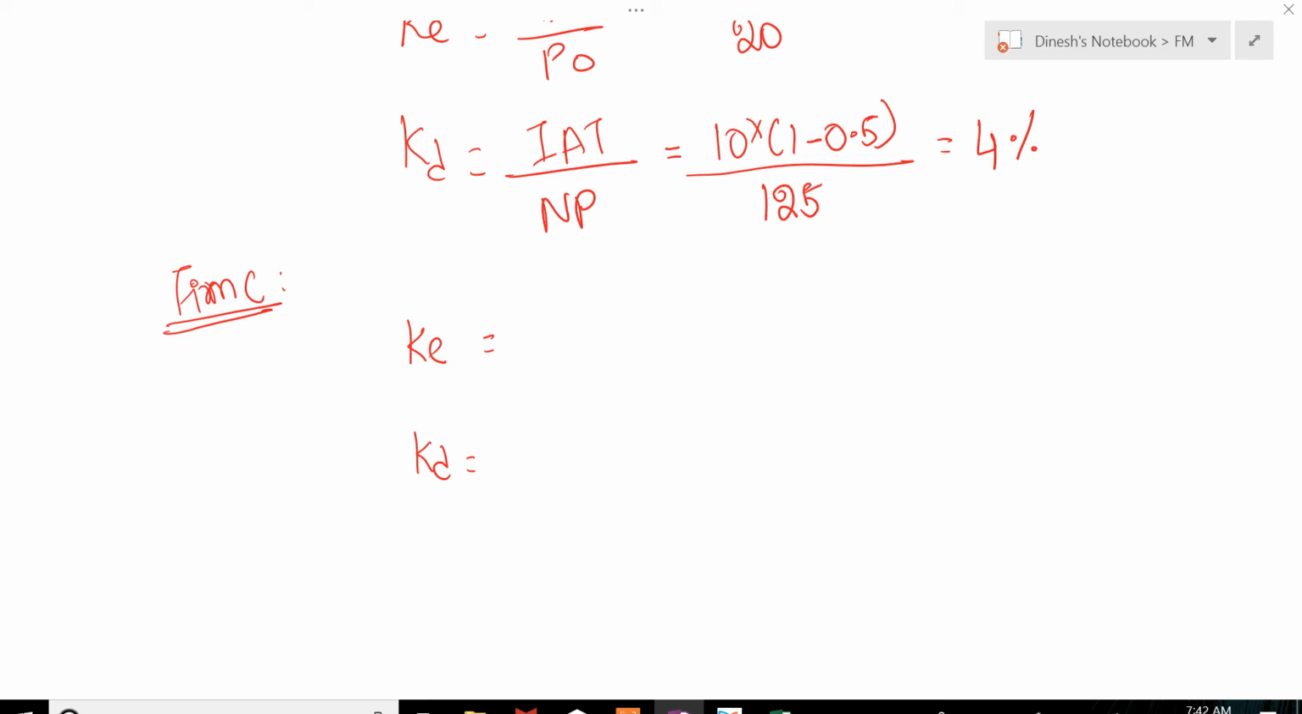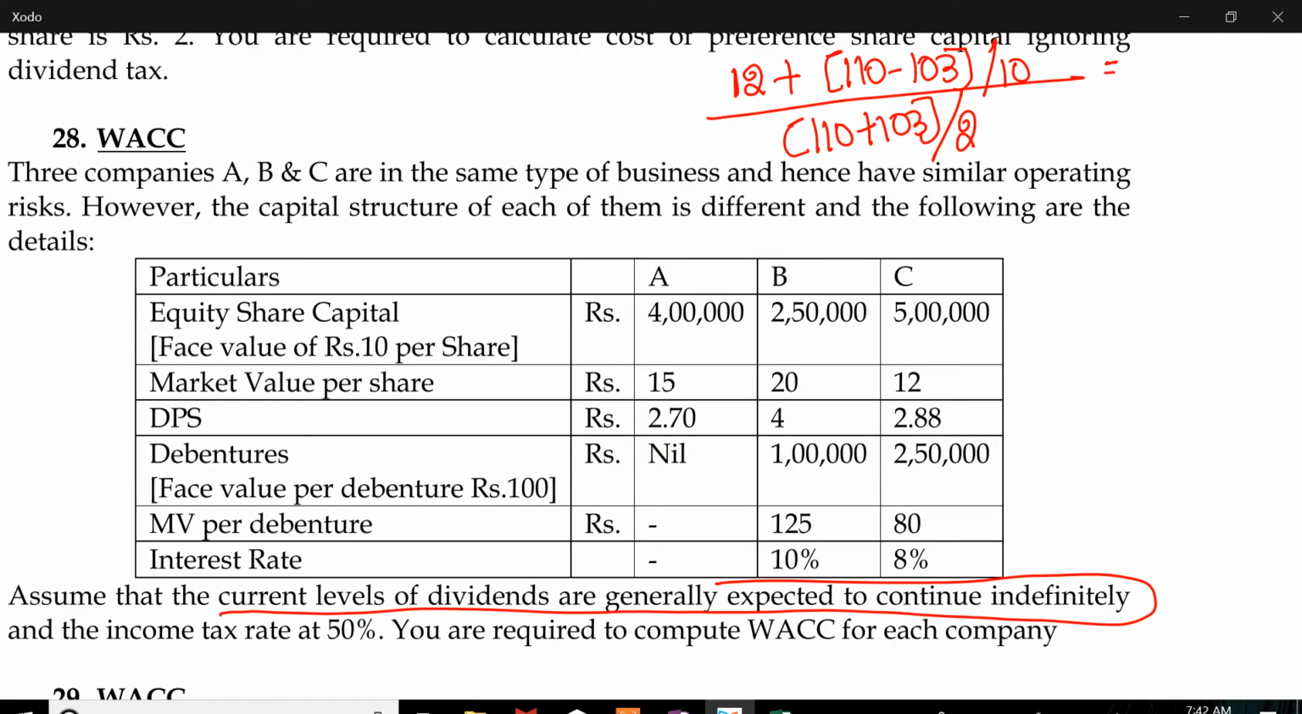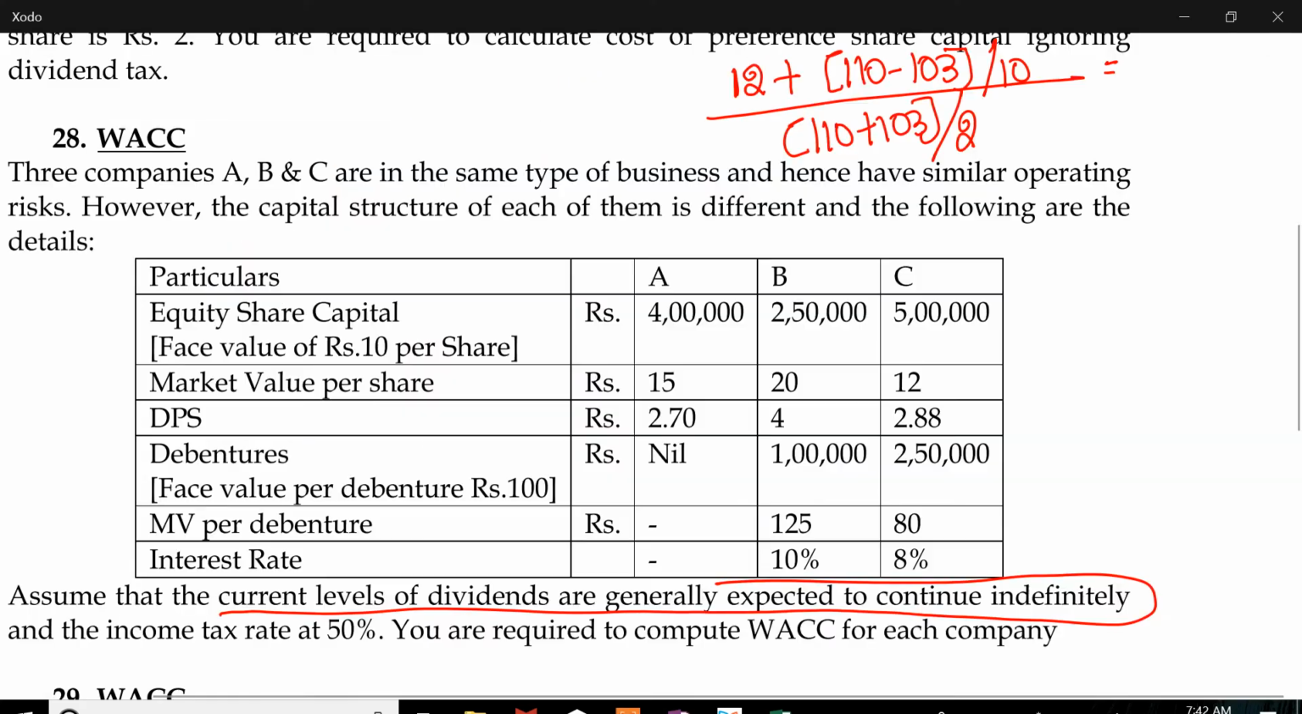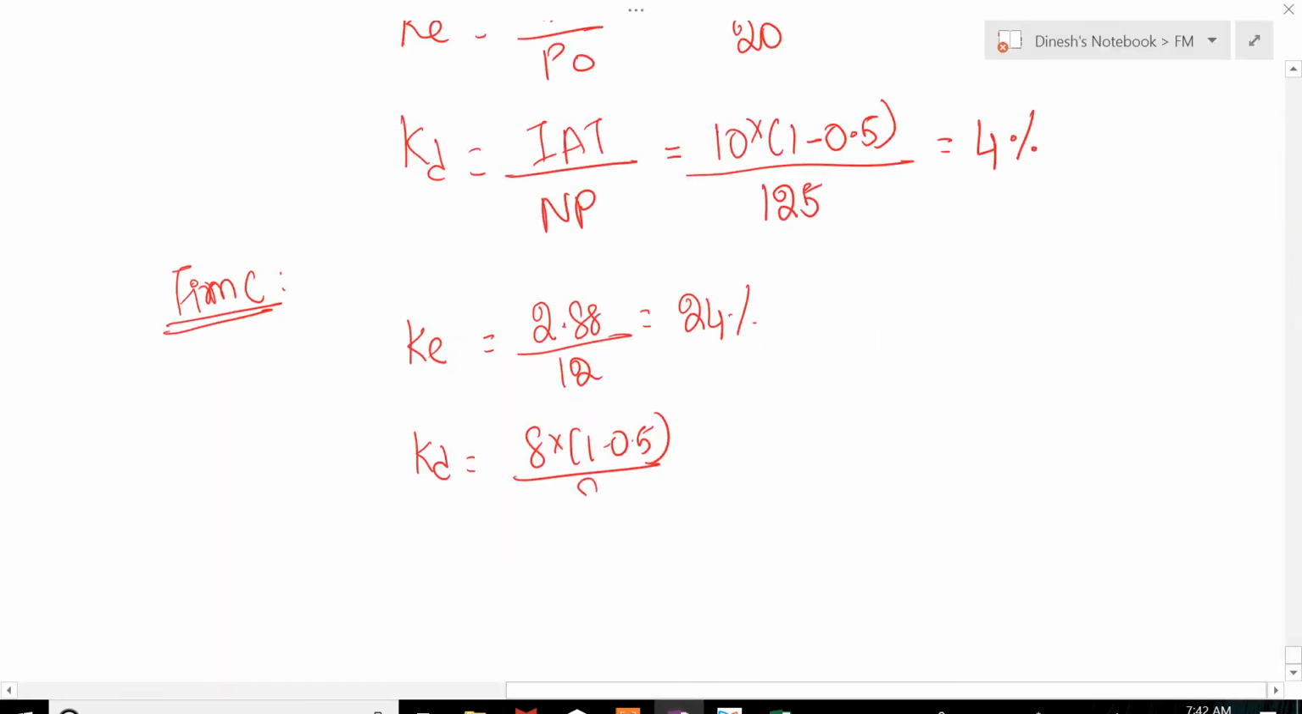What is the dividend? How much? 2.88 divided by 12. This is 24%. Interest is 8 into 1 minus 0.5 divided by 80.